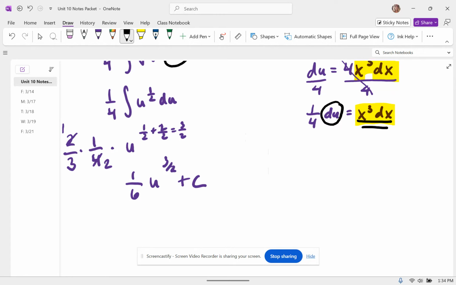So at the end, I don't want to give my answer in terms of u. I want to give my answer in terms of x's, right? So now I'm going to go back and substitute.